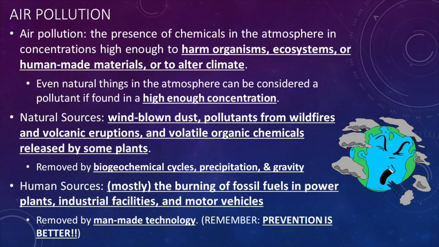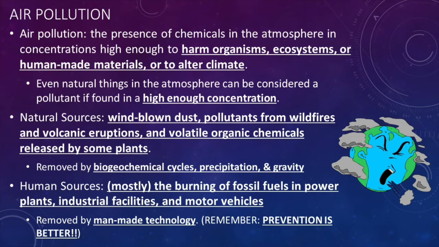Then you will remember air pollution is defined as the presence of chemicals in the atmosphere in concentrations high enough to harm organisms, ecosystems, or man-made materials, or to alter the climate. Remember, natural sources of gases in the atmosphere can be considered pollution as well if they are found in high enough concentrations. Natural sources of air pollution include wind-blown dust and other suspended particles, pollutants from wildfires and volcanic eruptions, and volatile organic chemicals released by some plants. We'll discuss these in more detail in the chapter.